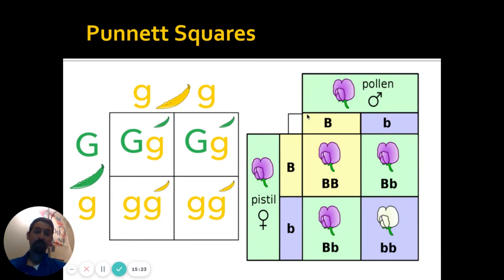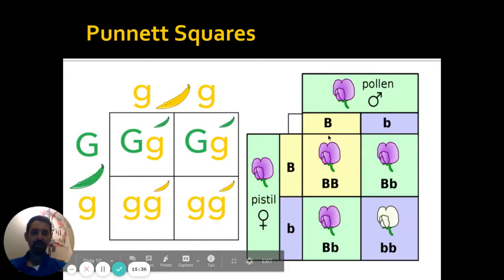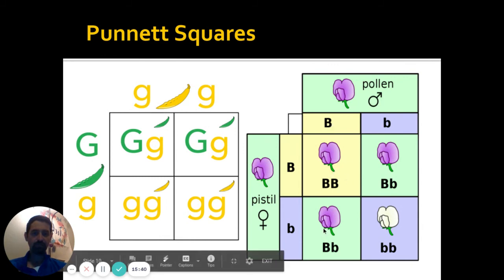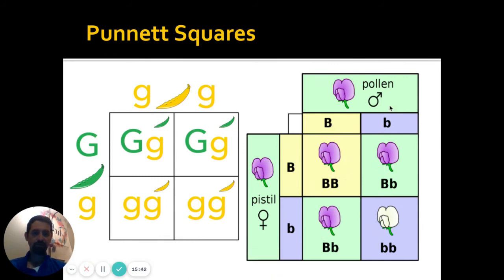In this case, you've got the pollen from the male up here, which is carrying a dominant and a recessive, and this is the female, which donates a dominant and recessive. And what you end up with is I donate a big B here, a big B there, same across here.